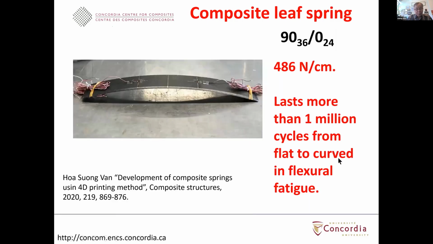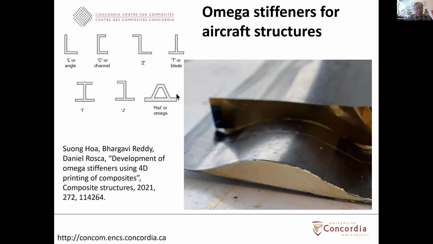At the end result, we have this shape. Another thing that we have done before is a composite leaf spring. Here we use a 60-layer laminate: 36 layers of 90 and 24 layers of 0. We make this kind of shape, and it has a stiffness constant of 486 Newton per centimeter, which is equivalent to most of the relevant engineering steel springs available. We subjected it to fatigue testing of more than 1 million cycles from the curved to the flat shape without failure.